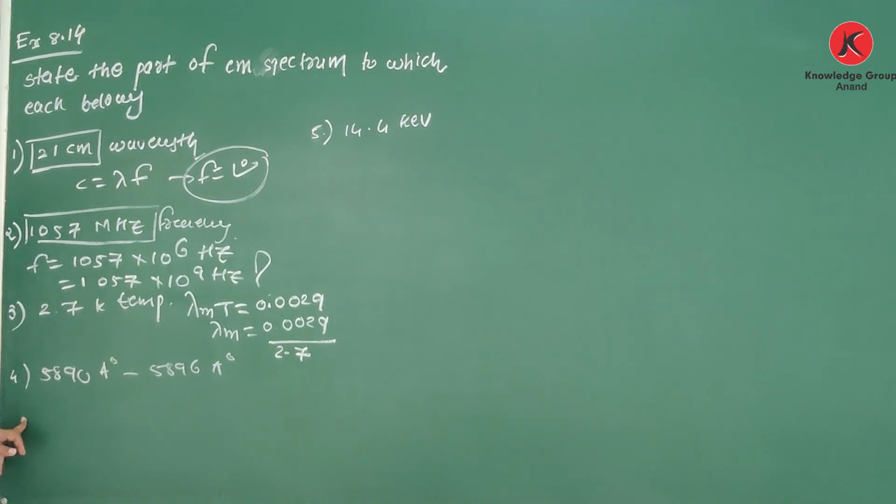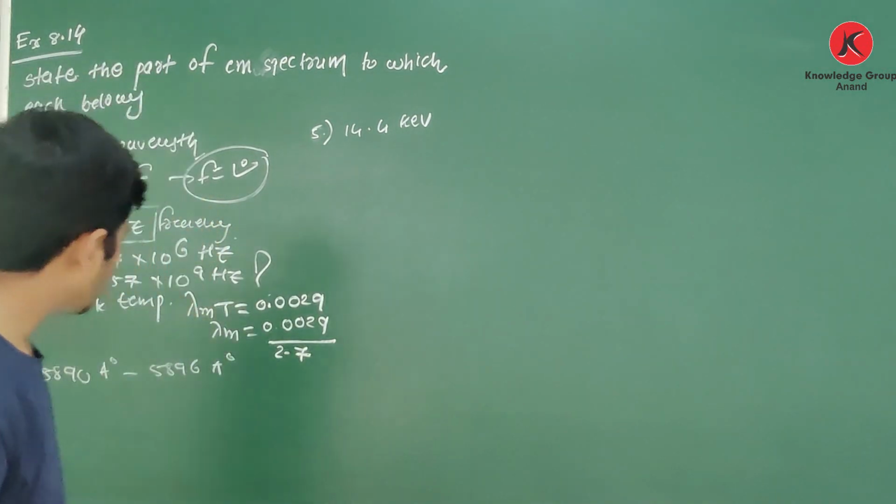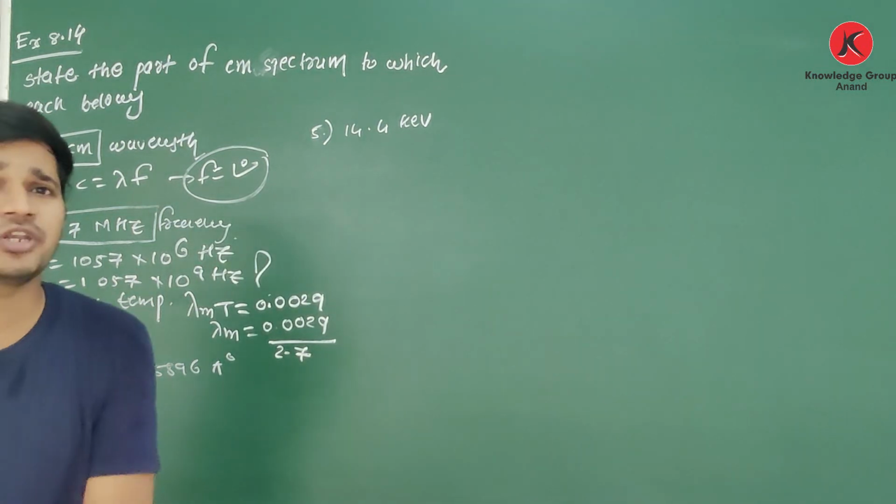Number 4, 5890 angstrom. Yes, it is in angstrom, so you can convert it into nanometer. If the table in your textbook is given in nanometer, you can easily convert these values into nanometer.